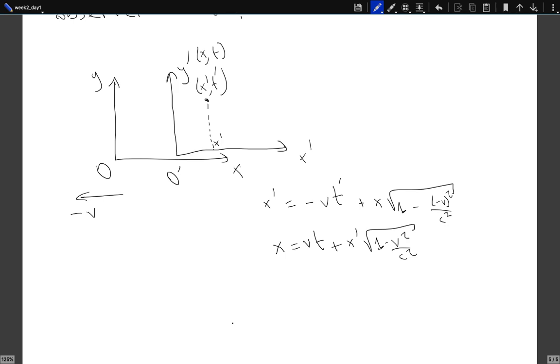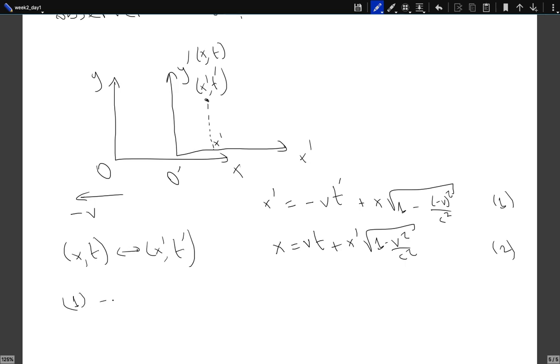What we are trying to do is relate x and t with x prime and t prime. These two are enough, so let's try to find x prime and t prime in terms of x and t. We have two unknowns and we have two equations. Let's say this is 1, this is 2.